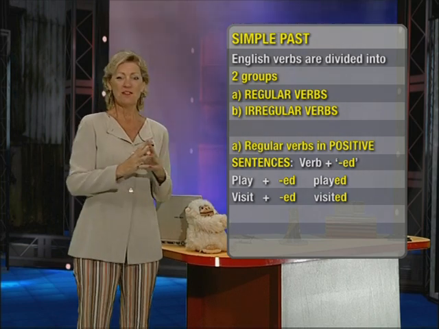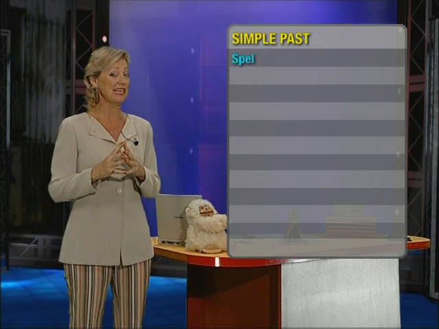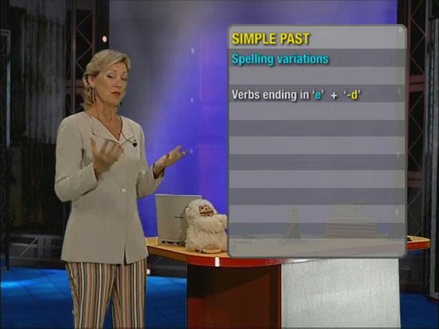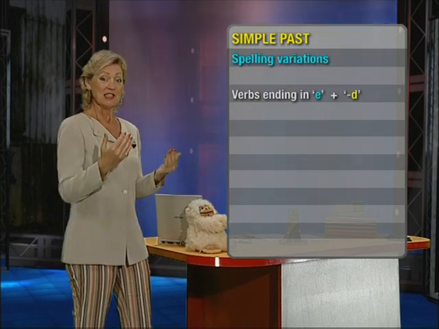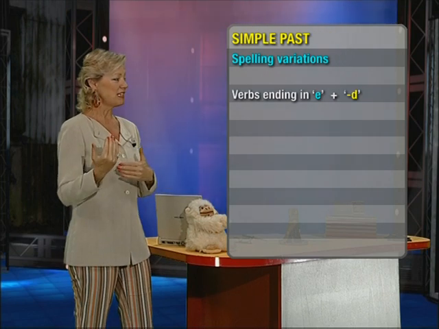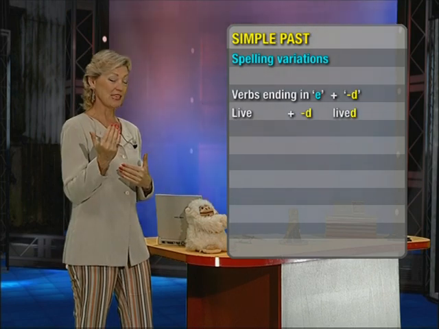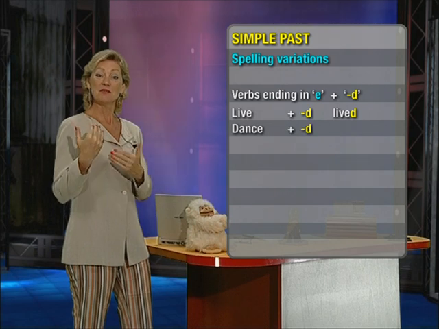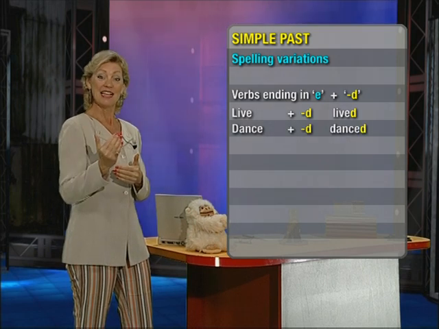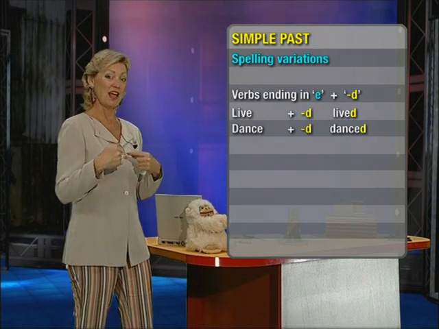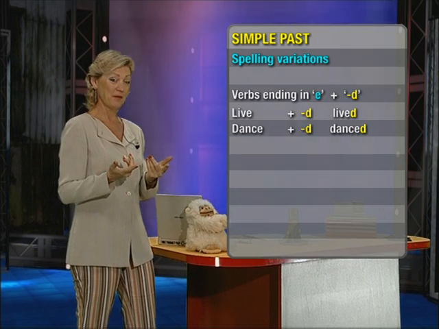What happens if a verb ends with e? Well, it's simple. We just add d. So live becomes lived, just d. Dance becomes danced. You just add the d. There's no need to add another e, okay?